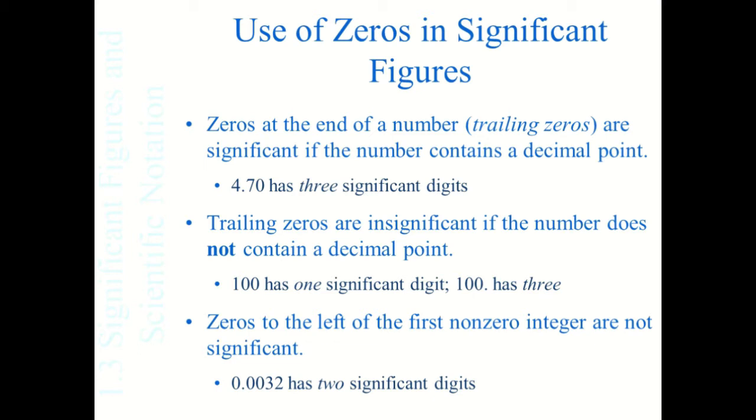Now, it's the zeros at the beginning and the end that trick us. Zeros at the end of a number are significant if the number contains a decimal point. So 4.70 has 3 significant digits because that 0 is significant. It's after the decimal, after a number, so it's significant.